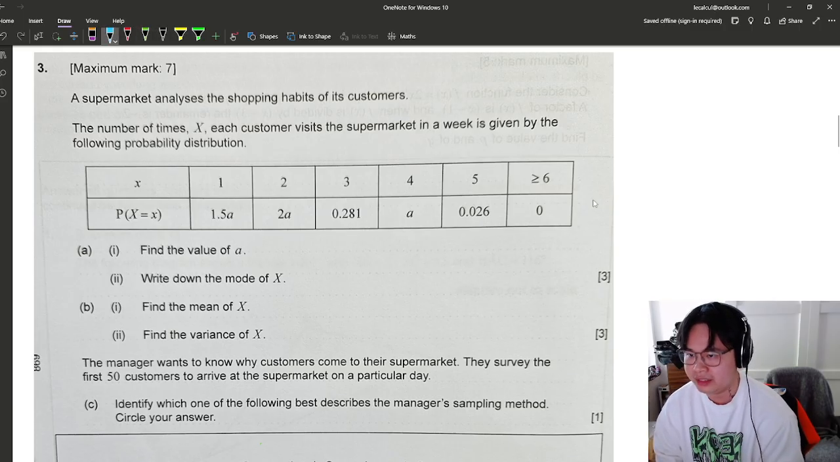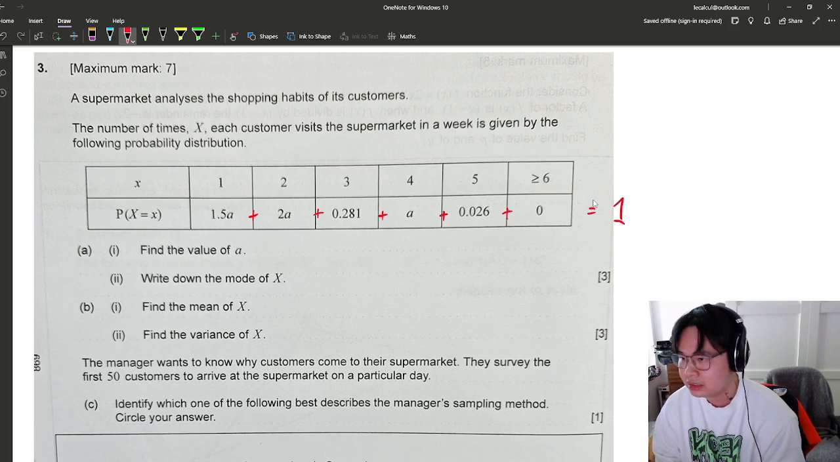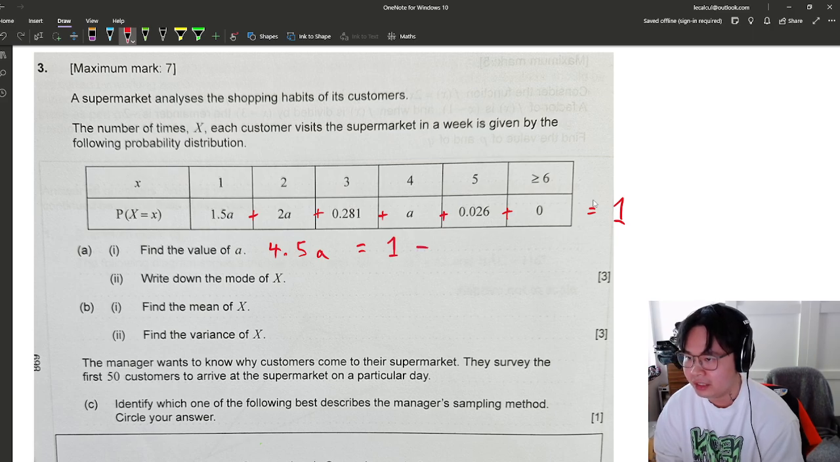So A is down here in our probability row. We know, right, if we sum these, it needs to equal 1. So 1.5 plus 2 plus 1 is 4.5. 4.5a is equal to 1, subtract off the other probabilities.